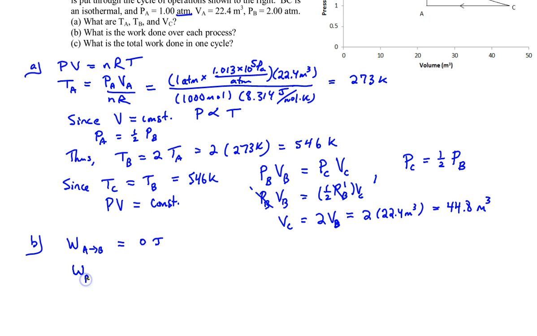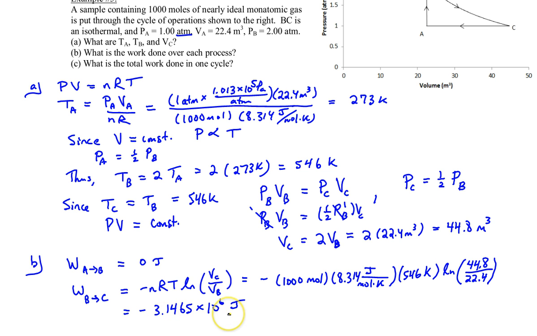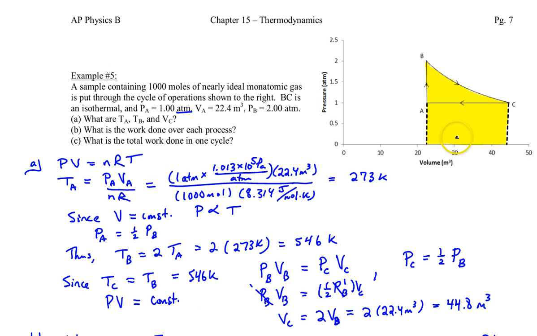So the work done from B to C along this isothermal process is negative nRT times the natural logarithm of the final volume, so that's volume C, divided by the initial volume, which is point B. And then substituting in, we have 1,000 moles, the gas constant, the temperature of 546 at B and C, and then our volume ratio is 2 to 1. We're going to get a work done of negative 3.1465 times 10 to the power of 6 joules. And this value represents the area under this curve. And there it is right there.